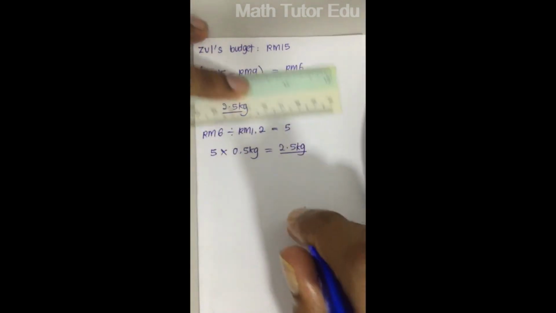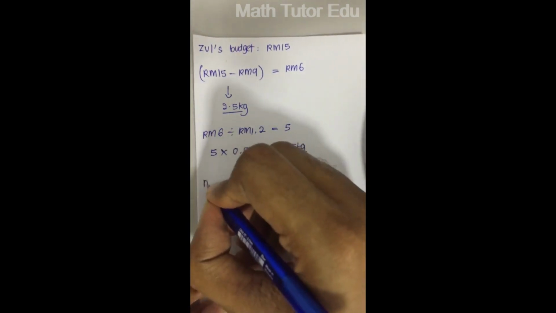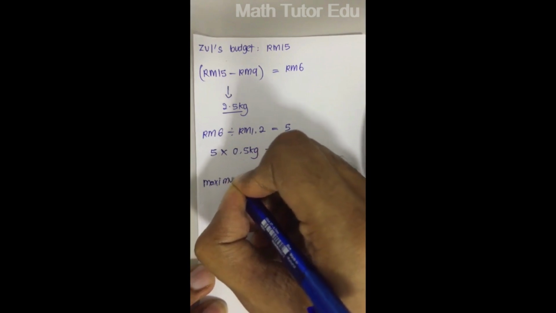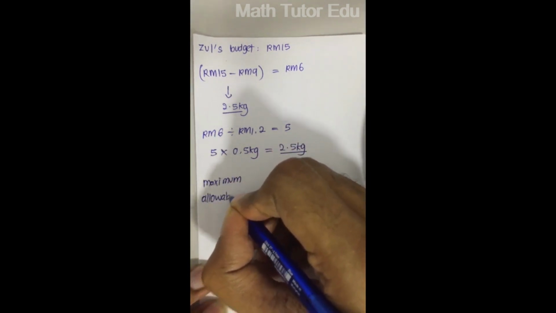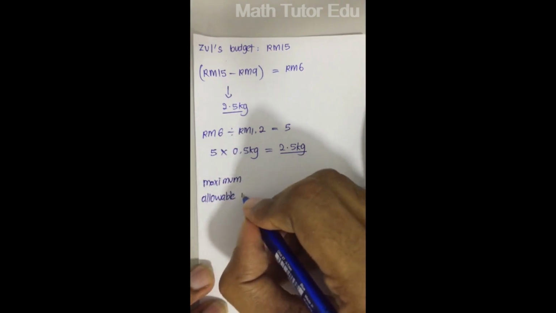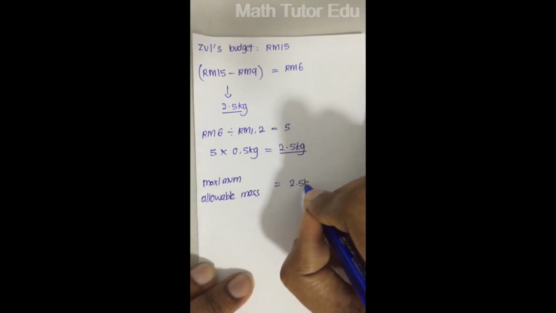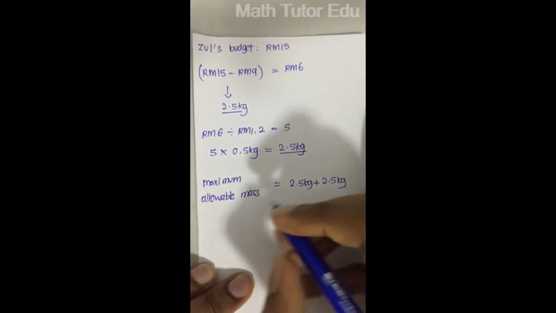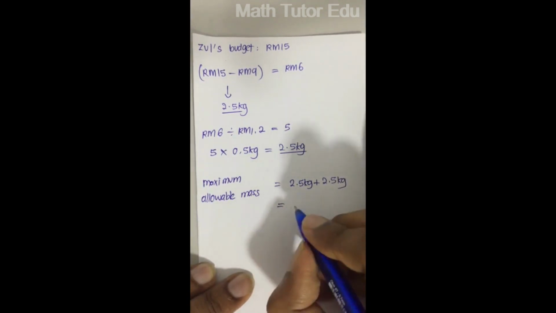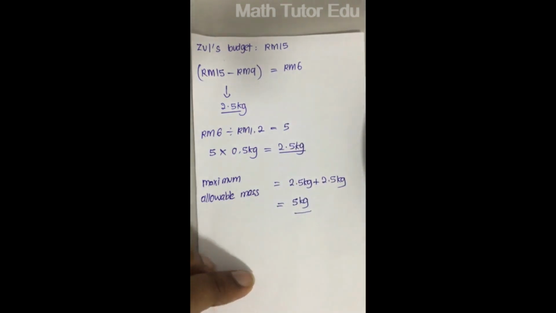So from here you have 2.5 kg, here you have 2.5 kg, hence the maximum allowable mass is equals to 2.5 kg plus with 2.5 kg. Plus them together you should get equals to 5 kg. I hope you guys are clear until now.